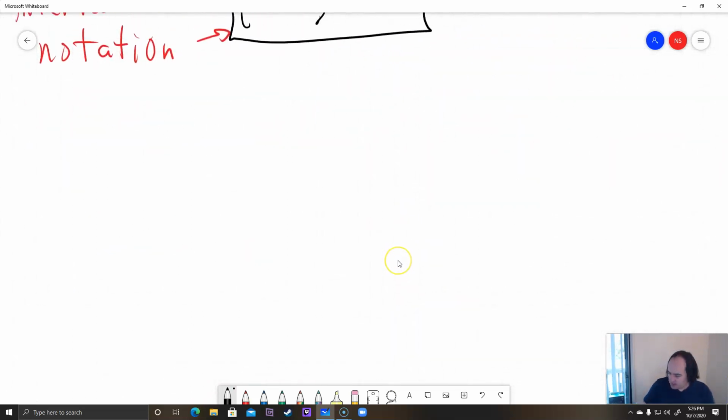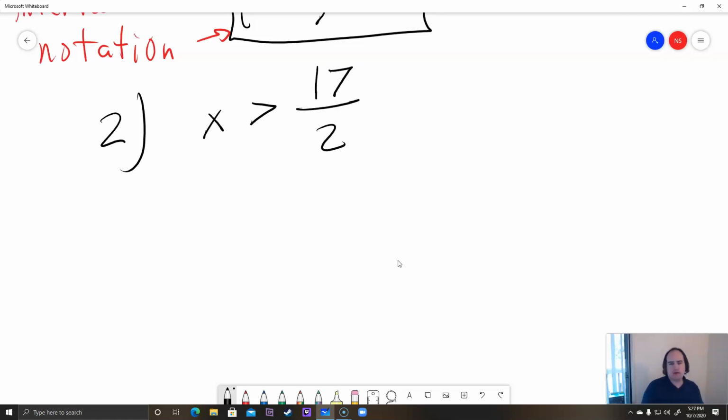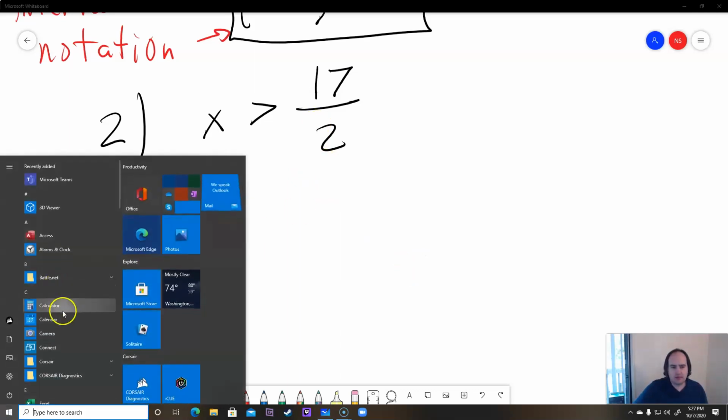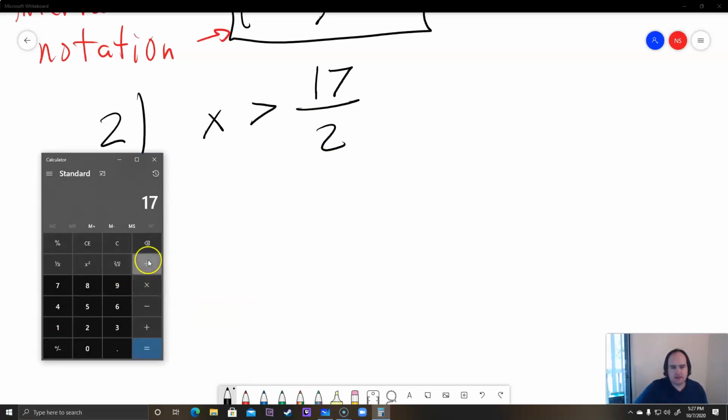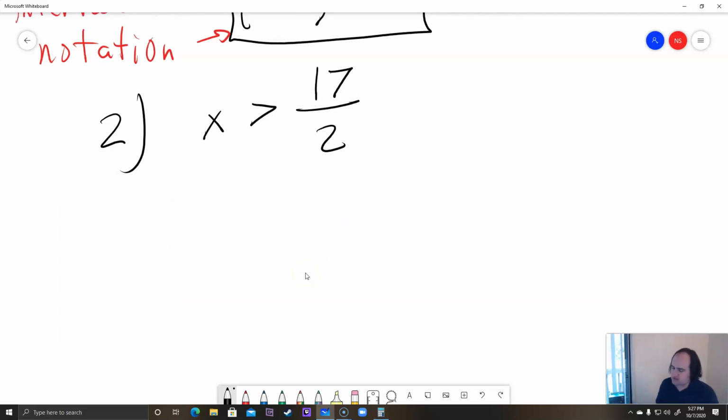Okay, so let's take a look at problem number 2. Problem number 2 is x is greater than 17 halves. So x is greater than 17 over 2. For 17 halves, you might want to just divide that on a calculator so you can write it as a decimal. Or you can do it in your head. Some people can. But 17 divided by 2 is 8.5. So this is really saying x is greater than 8.5.